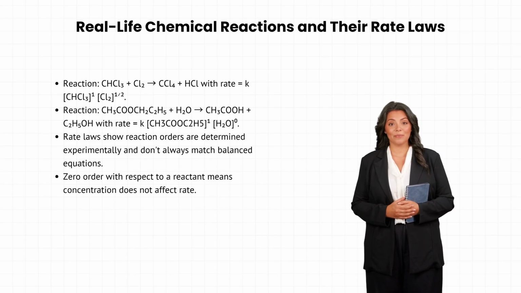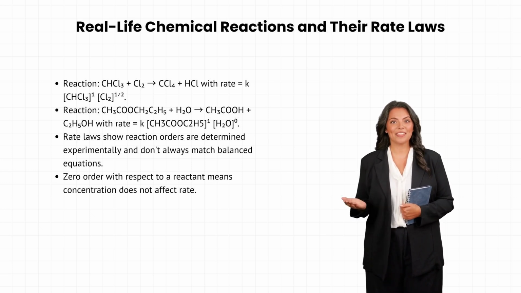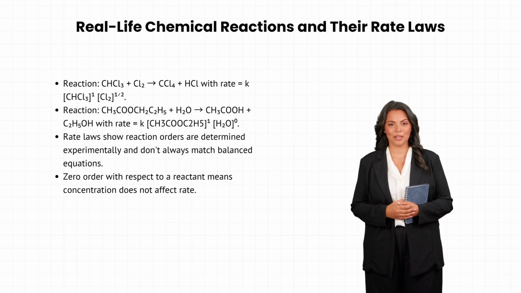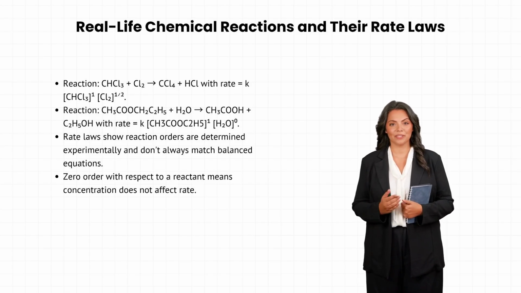For example, look at the first reaction on the screen. Chloroform, CHCl3, reacts with chlorine gas, Cl2, to give carbon tetrachloride and hydrogen chloride. Its rate expression shows the rate depends linearly on chloroform concentration, but only on the square root of chlorine concentration, meaning the reaction speeds up less sharply as chlorine increases.